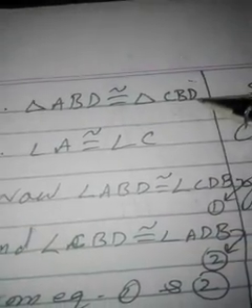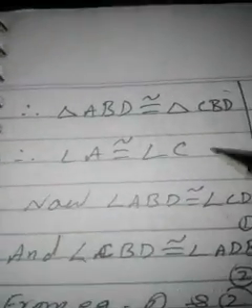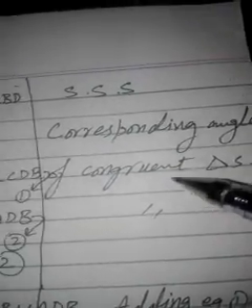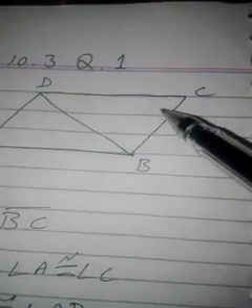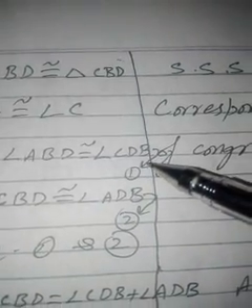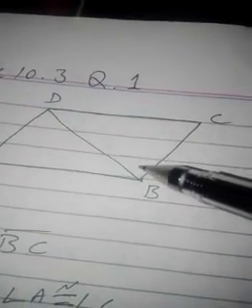Hence, these two triangles are congruent because of the side-side-side postulate. Therefore, triangle ABD is congruent to triangle CBD. Hence, some results. Angle A will be congruent to angle C. Reason: corresponding angles of congruent triangles. Now, angle ABD is congruent to angle CDB. Let's say this is equation 1.